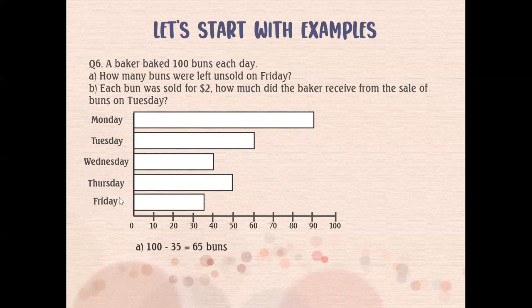So next question. Each bun was sold for $2. How much did the baker receive from the sale of buns on Tuesday? So very simple as well. We can directly answer the question. On Tuesday, 60 buns were sold. So we will take 60 times $2, and the sale of the buns on Tuesday is $120. So you will see the benefit of the model. It illustrates better how we can get the answer to the question.